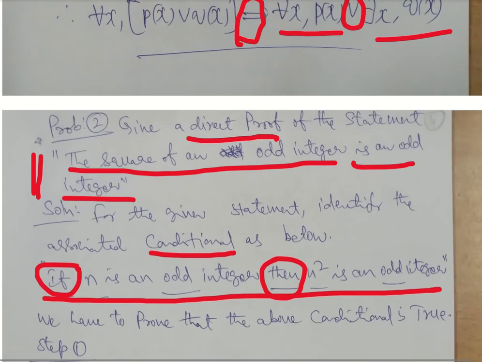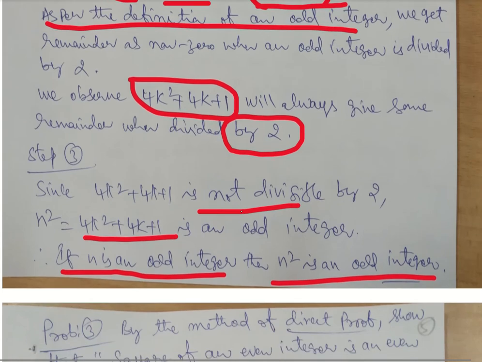So what method have we followed here? A direct proof. In a direct proof, as the name says, for P implies Q, we assume P is true, and we infer that Q is also true. When P is true, Q is true. Obviously, as per the truth table, P implies Q is also true. So that's what we have proved.